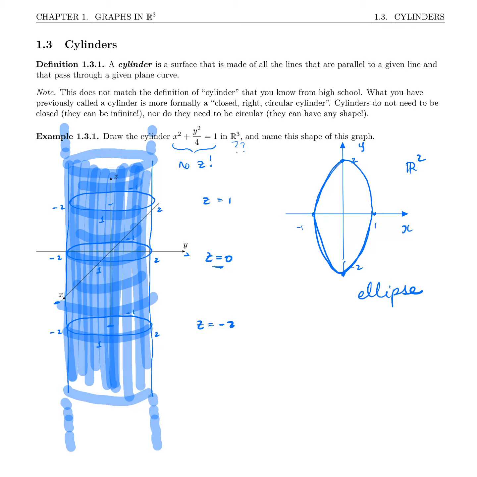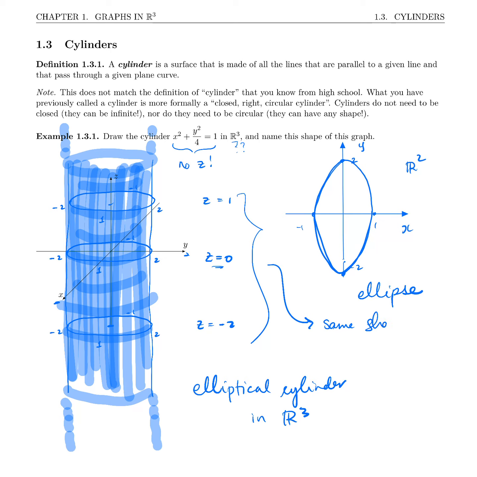So this we would call an elliptical cylinder in R3. And the important thing to take away from this is that for the z value, we have exactly the same shape for any z value, because there's no z in the equation. So the z value does not affect the shape of the graph.